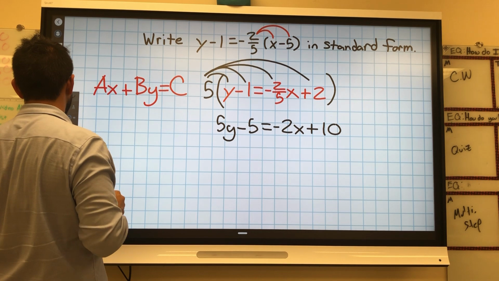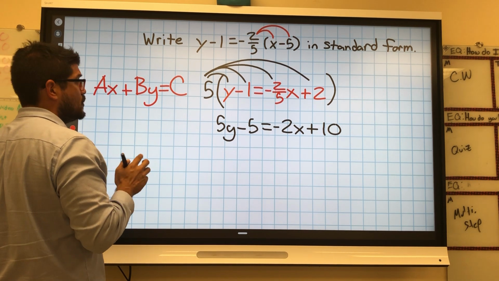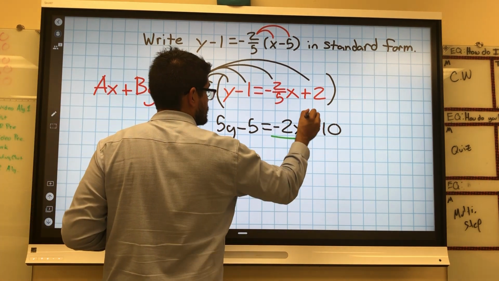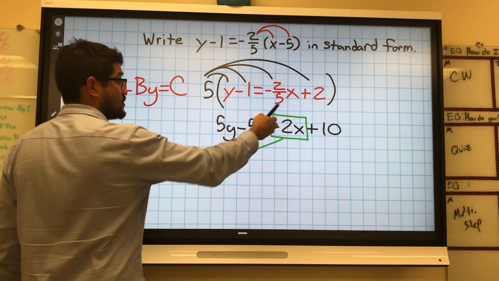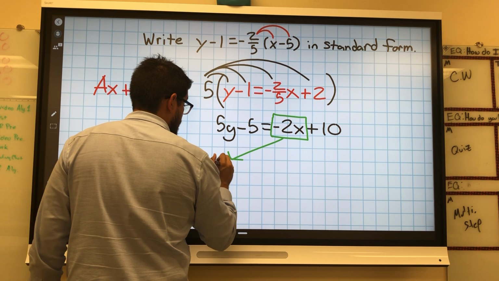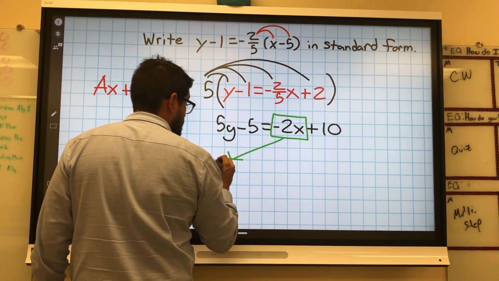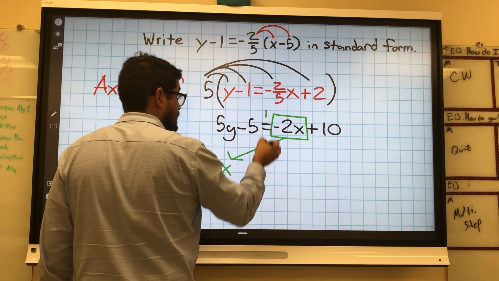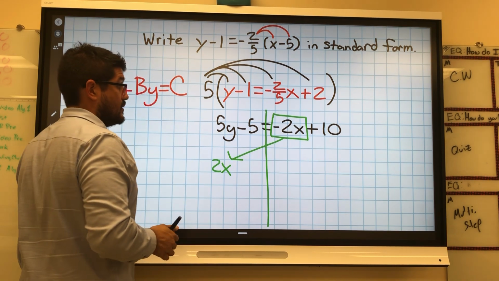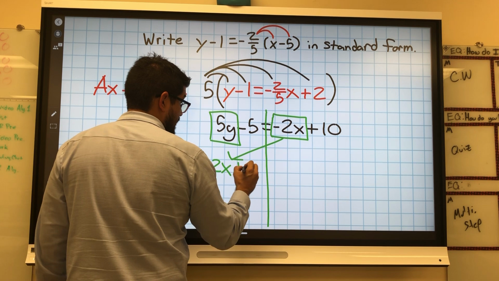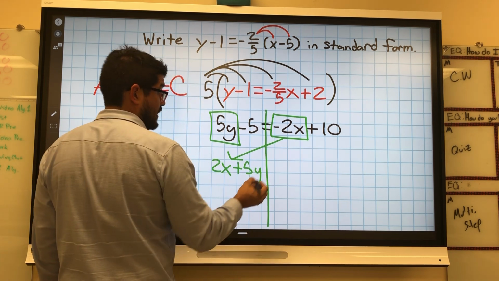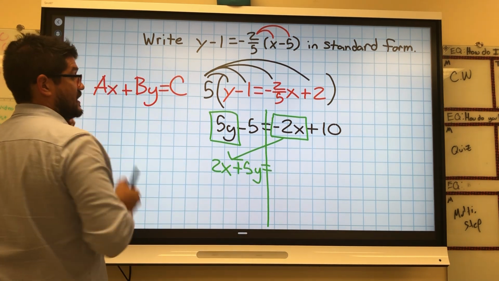So x goes first. So we're going to have to move this x right here to this side, the front of the equation, which causes it to be positive 2x. So I'm not going to write plus 2x, but it becomes a positive 2x because it crosses the equal sign. Then I need the y underneath. Now here's the y, 5y. It's a positive 5y, so I'm going to write plus 5y. That's all I want on this side of the equation.